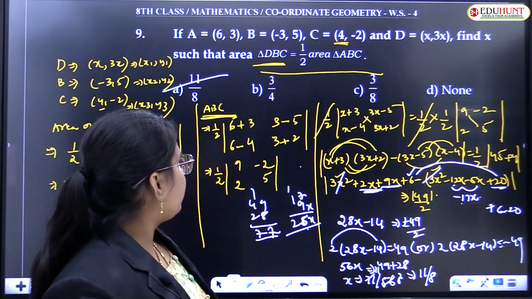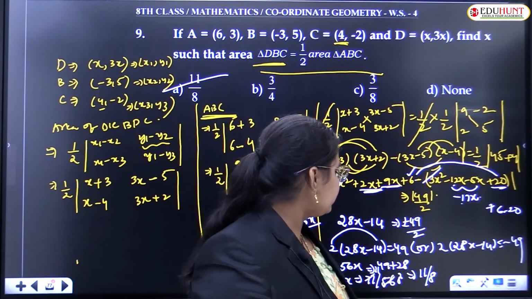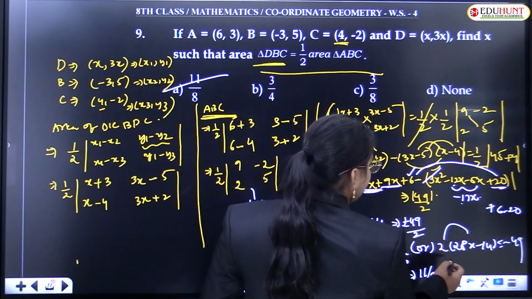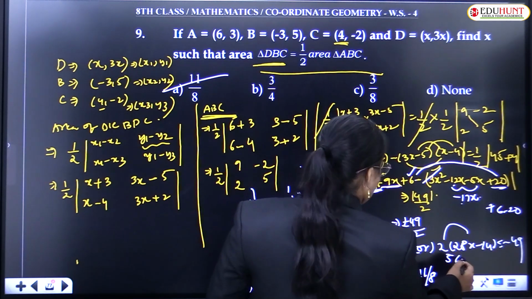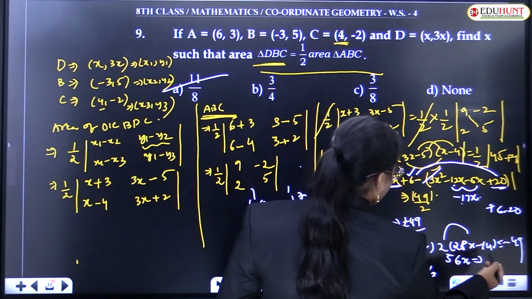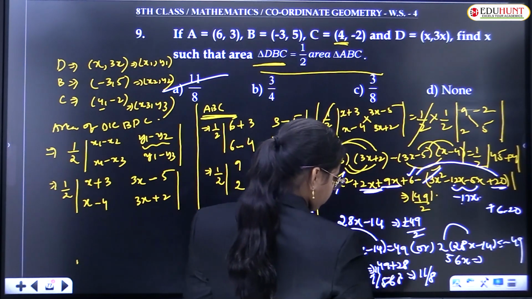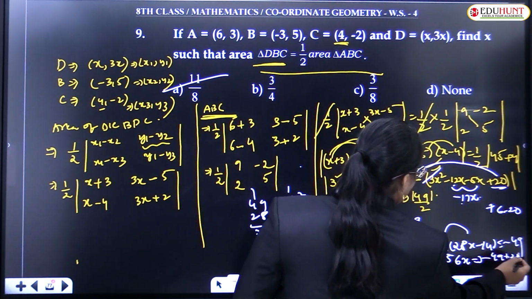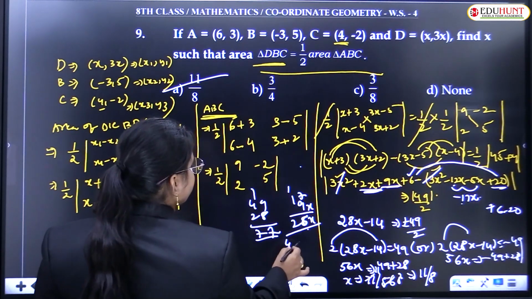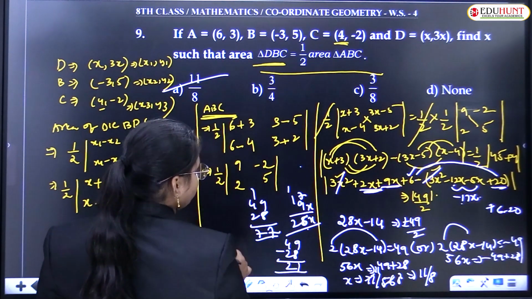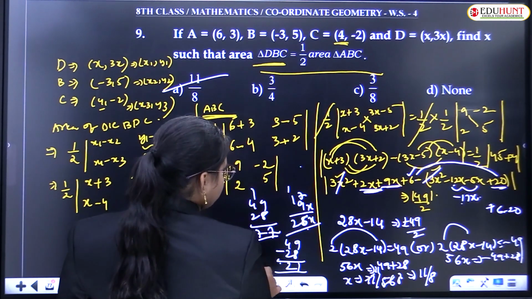Let's also check with the second case. What is my second case? 2 into 28 is 56x. So this is minus 28. If you are transforming to that side, it will become minus 49 plus 28. So what is 49 minus 28? 49 minus 28 is 21, which is minus 21.